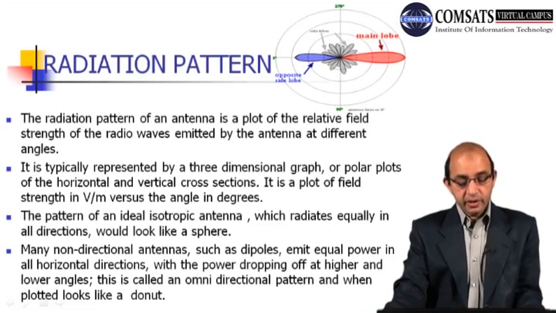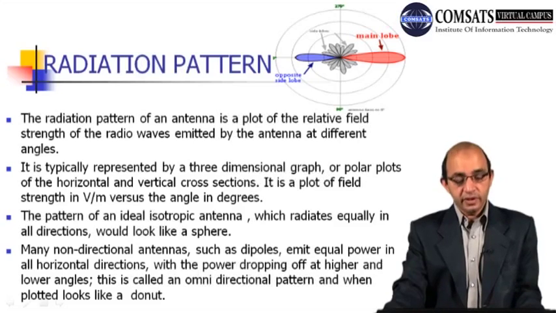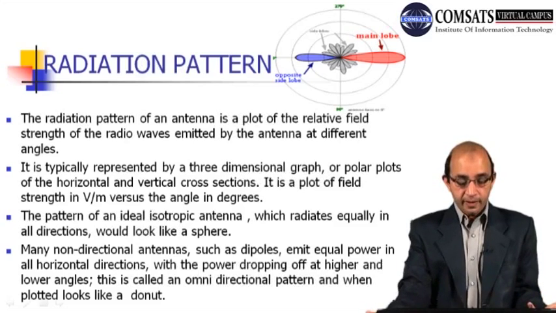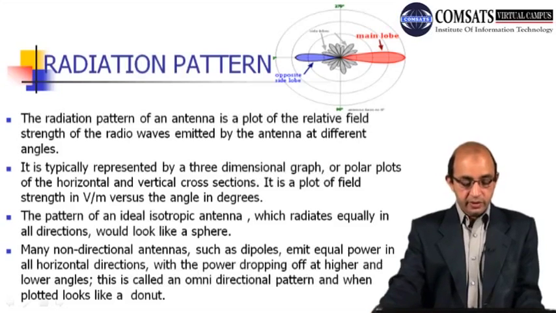So the pattern of an ideal isotropic antenna, which radiates equally in all directions, that is not the real case, would look like a sphere. If we want to take a look at the reference, we have the isotropic antenna that radiates equally in all directions, and of course at all angles it is radiating equally, you can say.